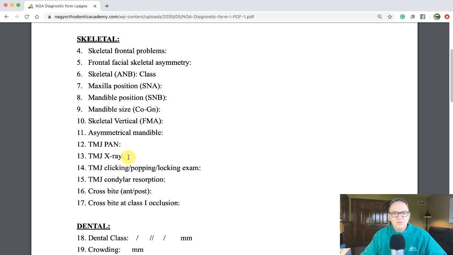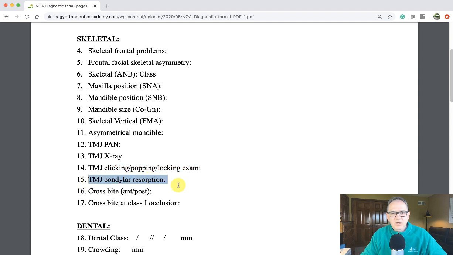So that's what's going to come here. And then you're going to have the intraoral exam, which this information comes from your intraoral exam, the TMJ clicking, popping, or locking. And you could put, if the patient has some clicking, is it anteriorly displaced disc with reduction, without reduction? So all that information would come here.